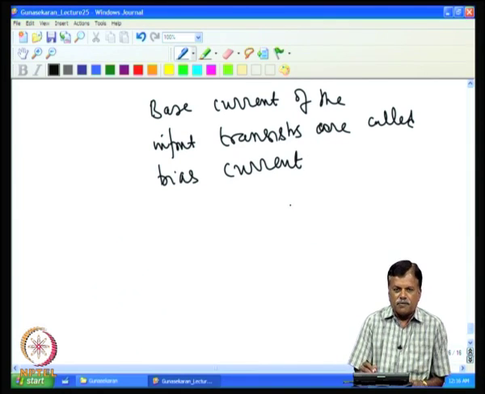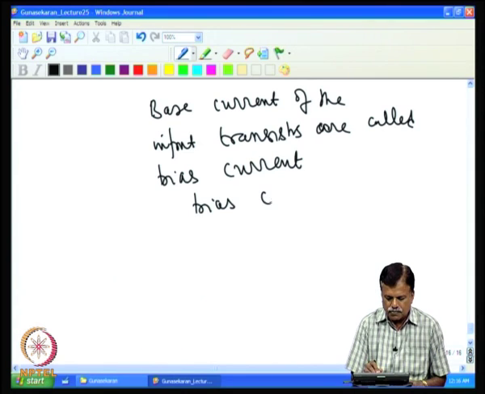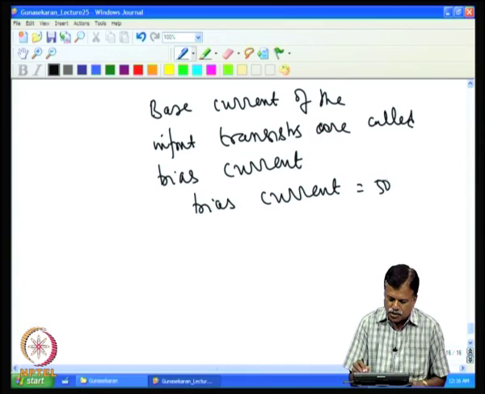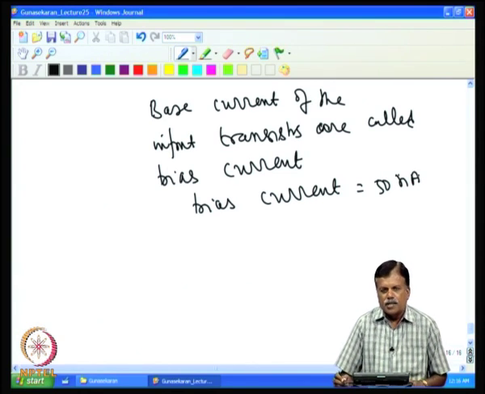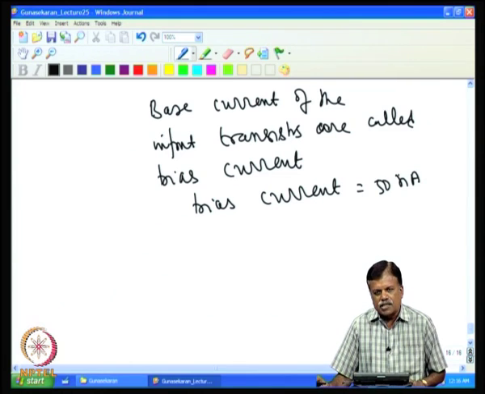For example, if we take 741, we say the bias current is 50 nanoampere. That is the current that is flowing into the base, in the nanoampere range. This current is a must and it should not be blocked. If it is blocked, the operational amplifier will not work.